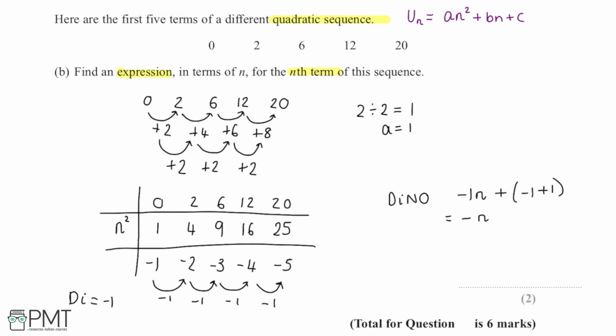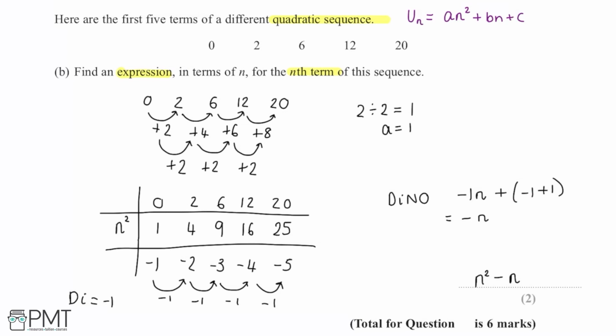And then we need to remember to add on the original value. So we had a is equal to 1, so we've got 1 lot of n squared. What we've worked out here is that the coefficient of n is minus 1, so b is minus 1, so we need to subtract n, and then c was 0, because the minus 1 and plus 1 cancelled out.